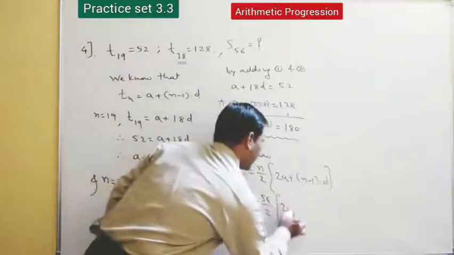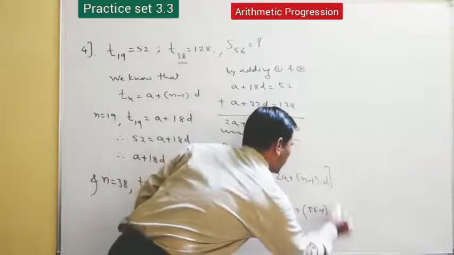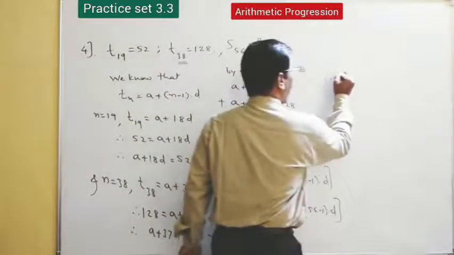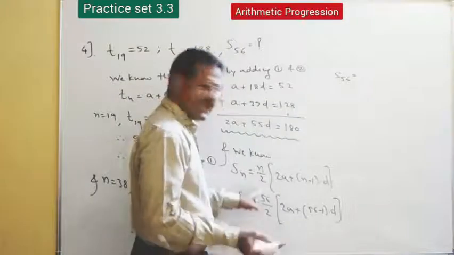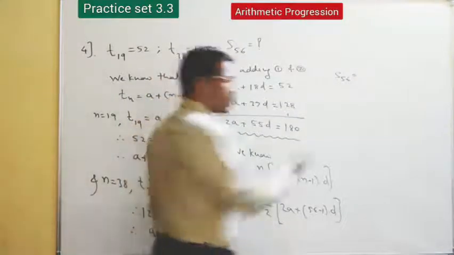See what we get here. 2a, here it is what? 56 minus 1 d. Look friends, here the very important part is that S56 is equal to, make that division here. If it is possible, make it, otherwise keep as it is. 56 upon 2 is what?